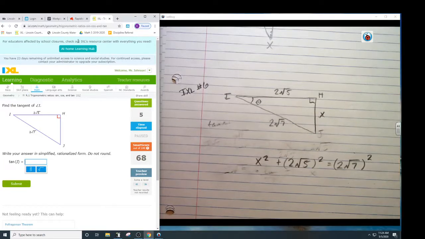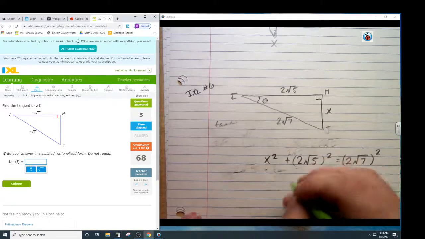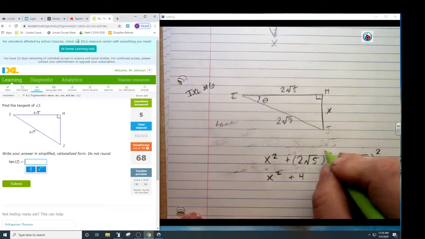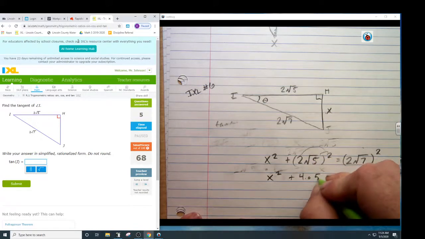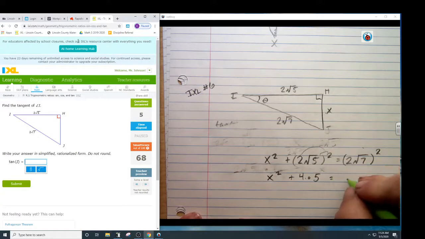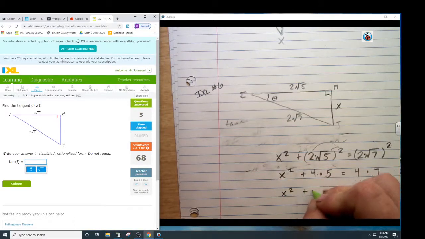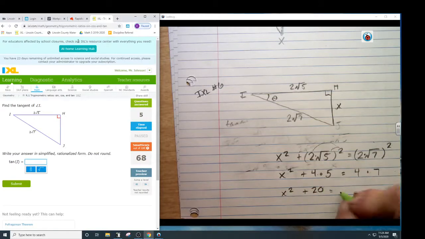Now that's going to be x squared plus 4. If I square that, that gives me 4. If I square this, that just takes the square root away. Equals, now 2 squared is 4, and the square root of 7. Remember, this is being multiplied. Square root of 7 squared is just 7. It just takes the square root away. So what I got is x squared plus 20 equals 28.